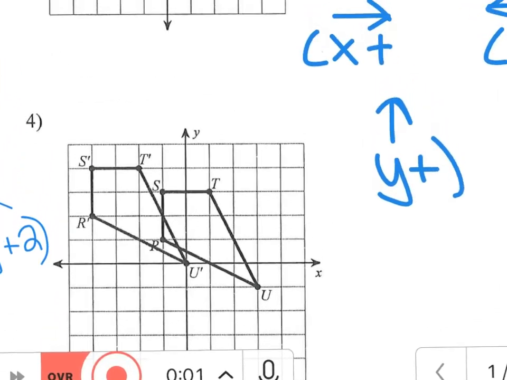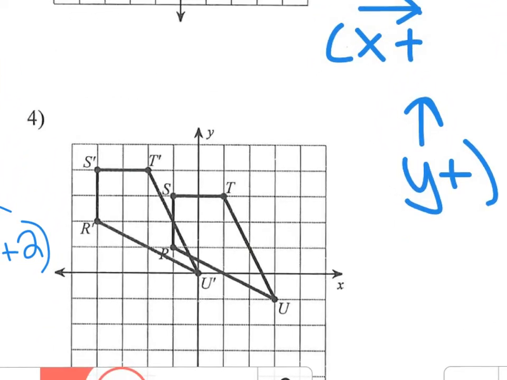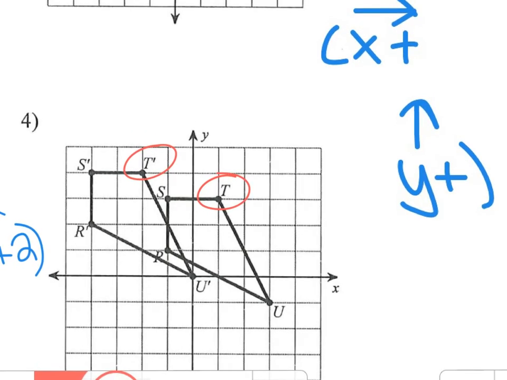So for number 4, I'm going to take a look at T and T prime. So I want to see what's happened to these 2 points. How has T been translated to get to T prime? So to get from T to T prime, I can see that I've gone left 1, 2, 3. So I'm going to write that as left 3. And then I've gone up 1. So the way that I'll write that is x minus 3. Remember, x plus means right, x minus means left. And then my up 1 would be y plus 1.